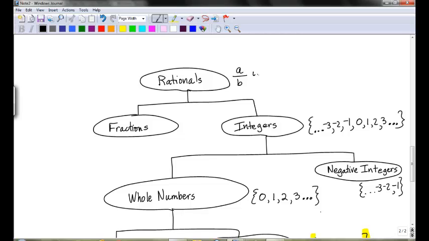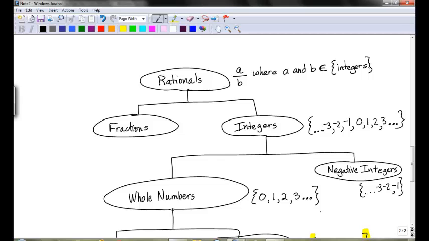A over B, where A and B, this symbol means is an element of. A and B are elements of the set of integers. So for it to be a rational number, the numerator and the denominator have to come from this set. You can't have like a square root of 5.